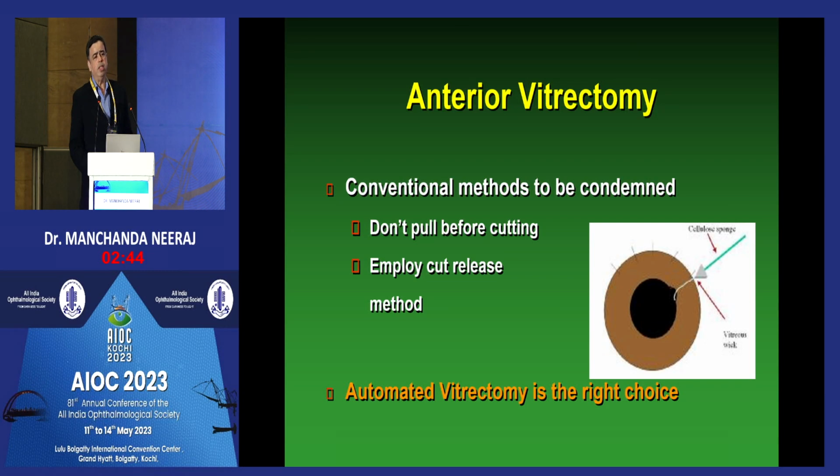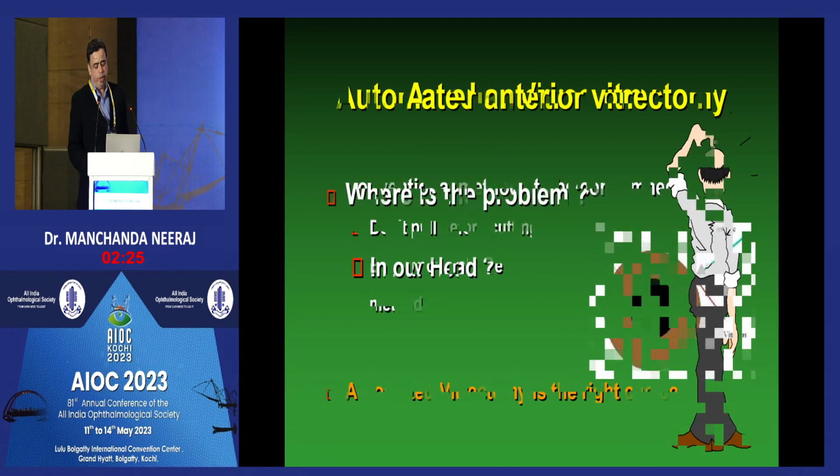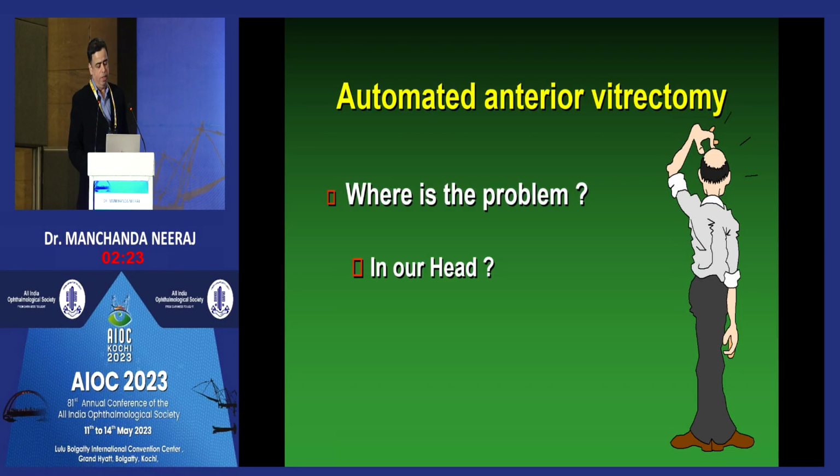So conventional methods are to be condemned. All phaco machines these days have an anterior vitrectomy option, so always be ready with it, especially the cutter should be ready. In case of panic, most of the surgeons I have noticed don't have a cutter ready with them. The machine is ready, vitrectomy is ready, but the cutter is not available. Always keep a cutter with you, ready at hand. And automated vitrectomy is the choice in the present situation.